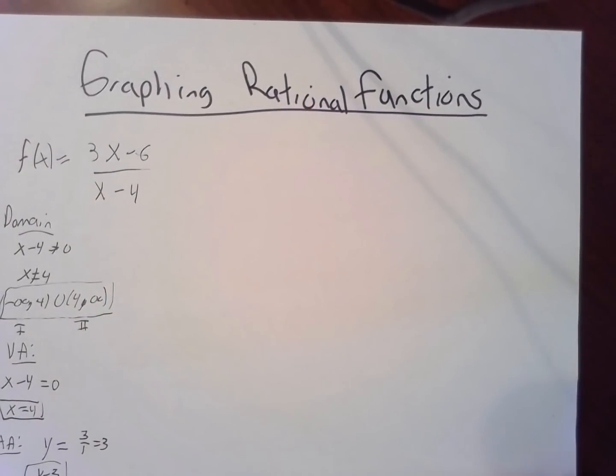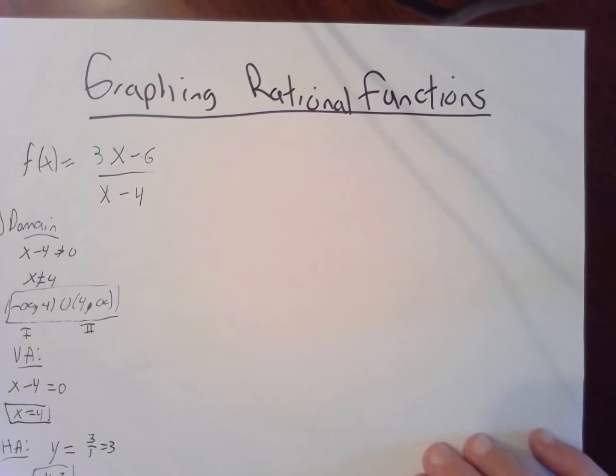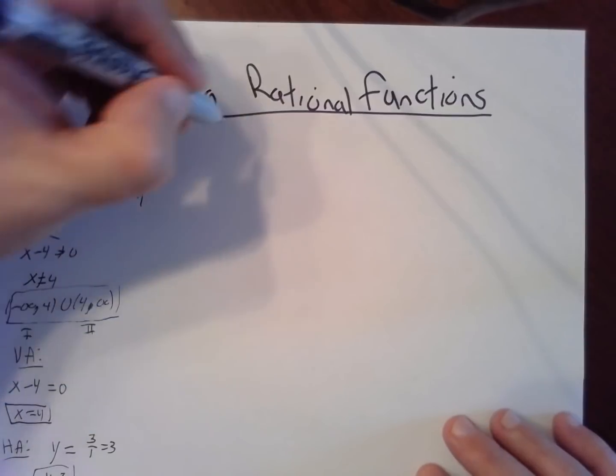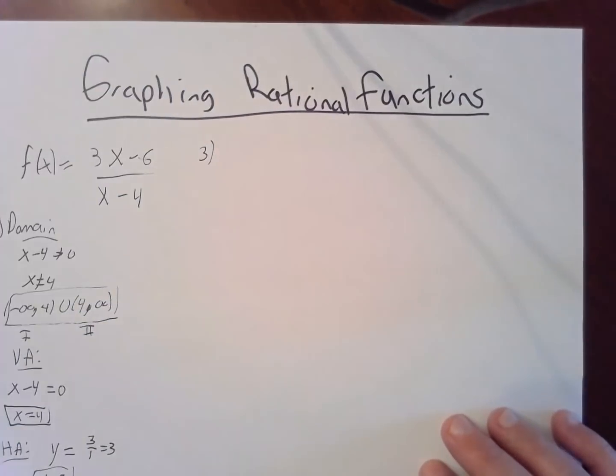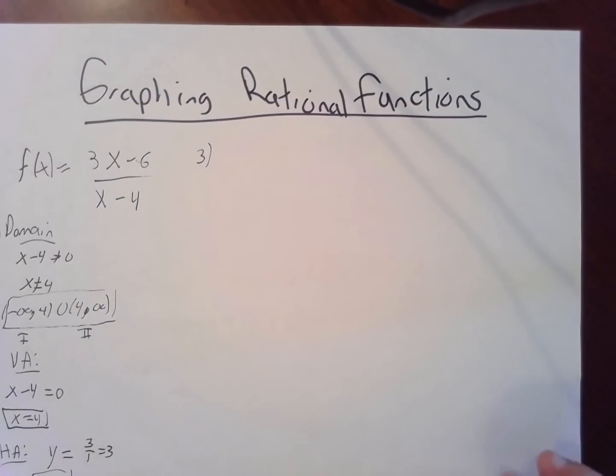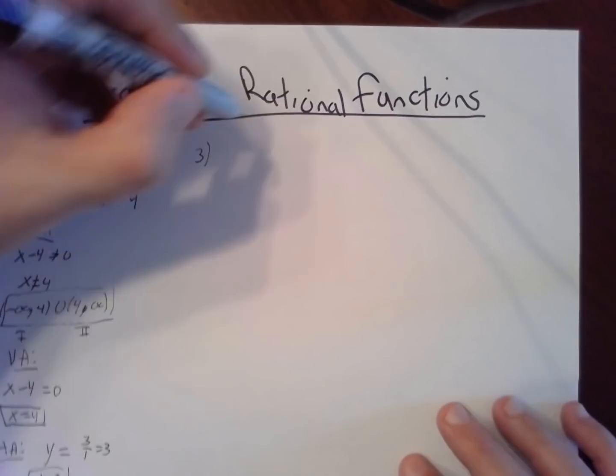Okay, so our next step. Honestly, from this moment on, all we're doing is plotting points. Everything from here on out is basically just plotting points. So the easiest points to find always are intercepts. We look for the intercepts.